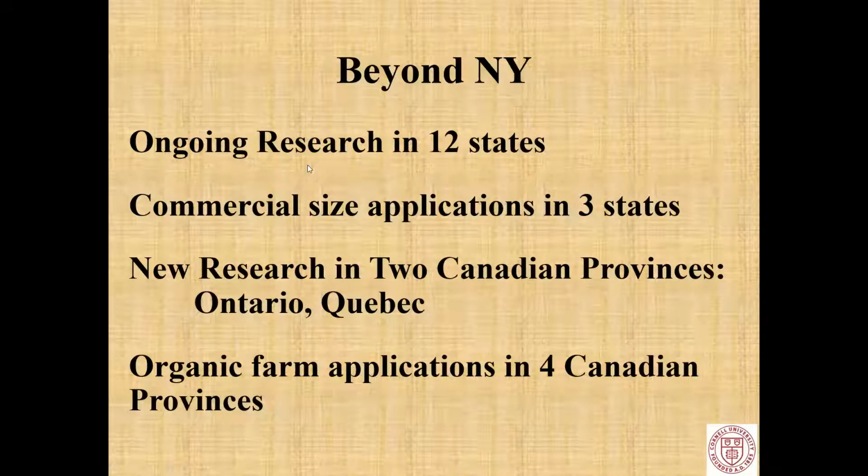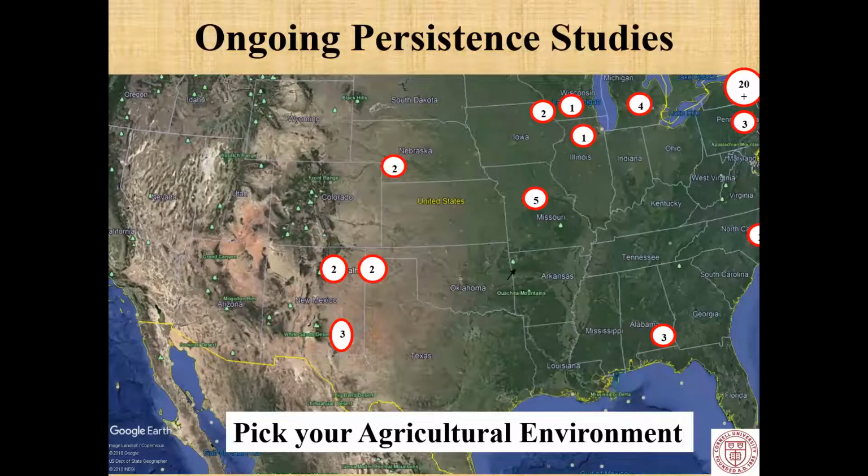2022 shows that there is ongoing research in 12 states across the country. My colleagues, I've been helping them to try it out. There have been commercial sized applications in 3 states. New research is going in Ontario and Quebec to the north of us, where they're having corn rootworm. And we're seeing some organic farm applications in 4 Canadian provinces. And this gives you an idea.